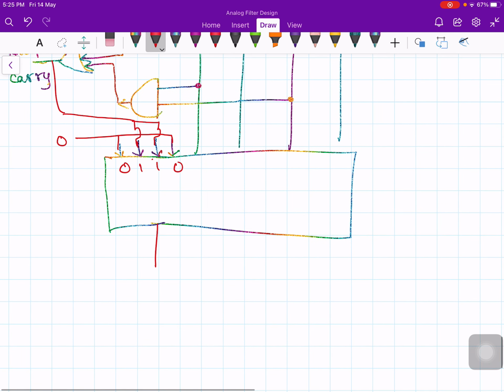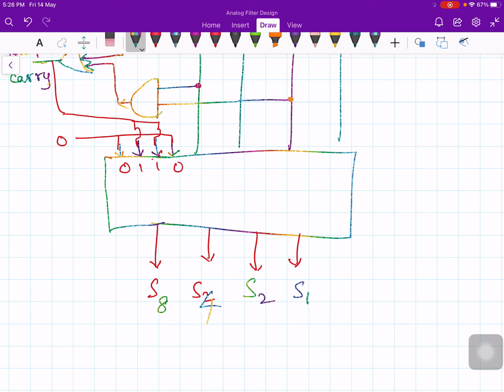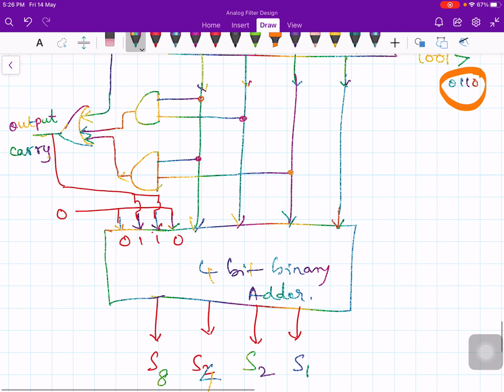That's all. And here this is S8, S4, S2 and S1, and this is again a 4-bit binary adder. That's it.